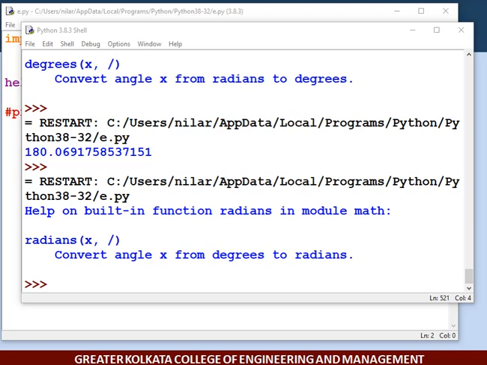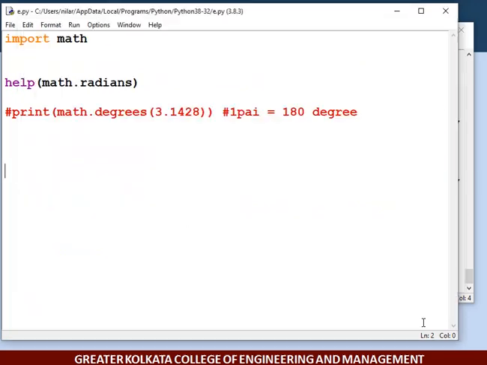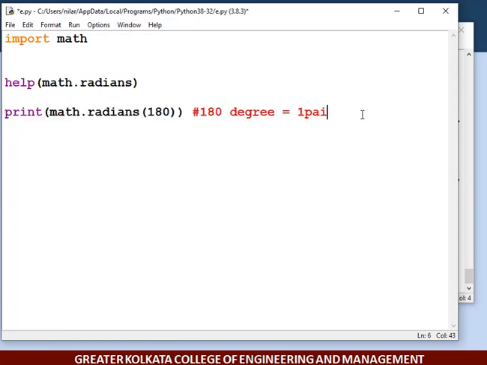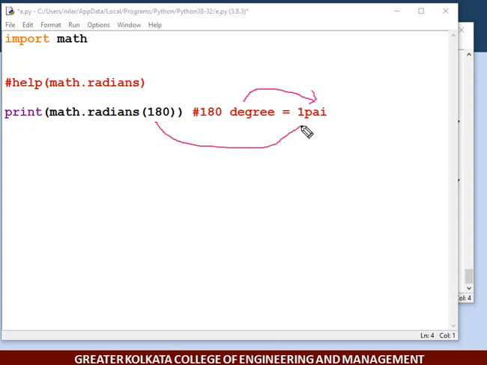Write an example. Okay, reversely we can write it down. I will write 180 degrees there, and it will convert to the corresponding radian value. So 180 degrees equals 1 pi, that will be 3.14, something like that. So it will be converted to radian. 180 to radian, the approximate value of 22 by 7.